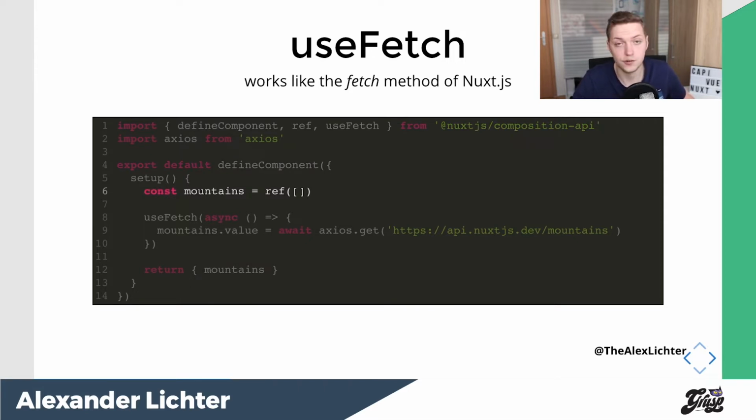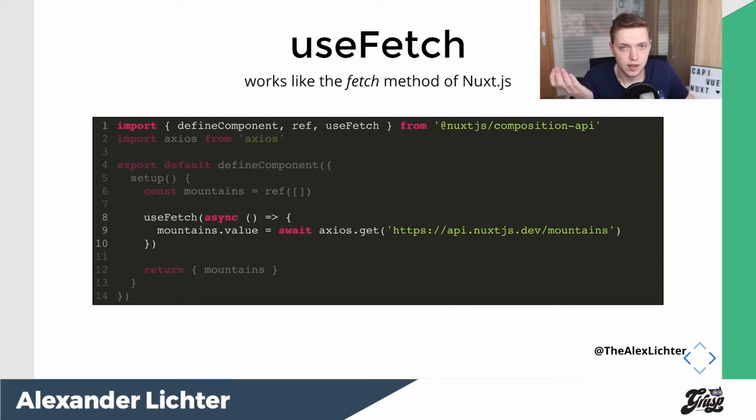Then we have our setup function, and in line 6, we initialize mountains to a reactive reference with a default value of an empty array. Similar to the data part, I decided to use ref here because I like ref and it's more explicit, but you can also use reactive or whatever. In this case, just one variable, I would go for ref.